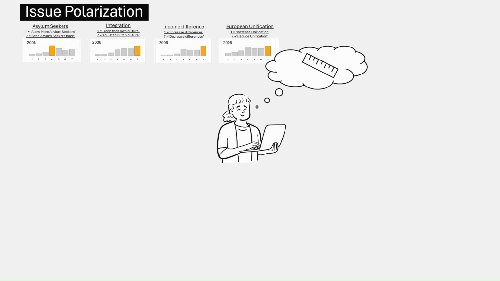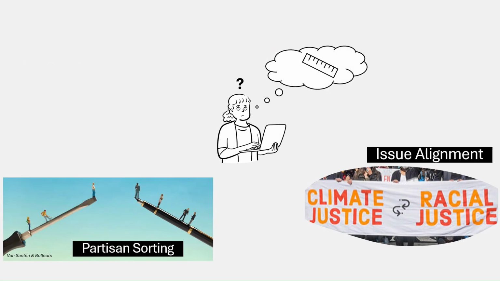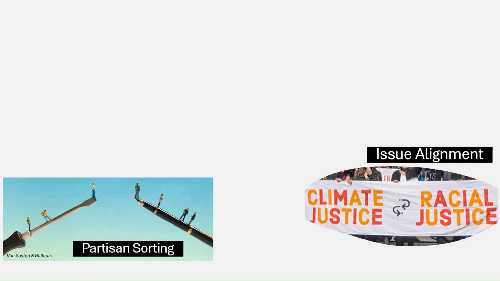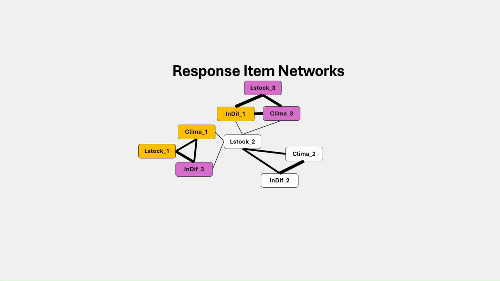To scrutinize whether polarization is actually increasing, measuring issue polarization is relatively straightforward, as the distribution of responses to political issues can be compared across years. However, performing a similar analysis for issue alignment and partisan sorting is not possible, as these concepts require analyzing the interconnection between political issues. Luckily, in this video we will provide a solution as we will visualize issue alignment and partisan sorting using the new method called response item networks.